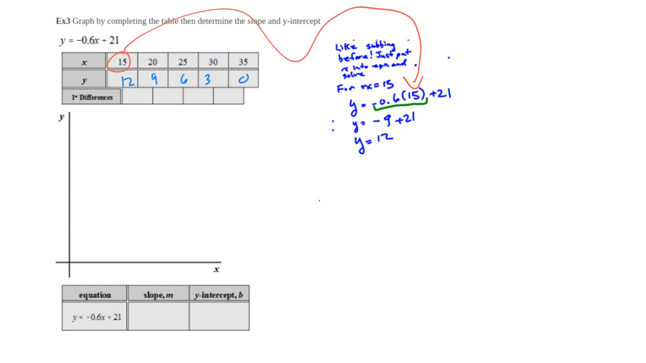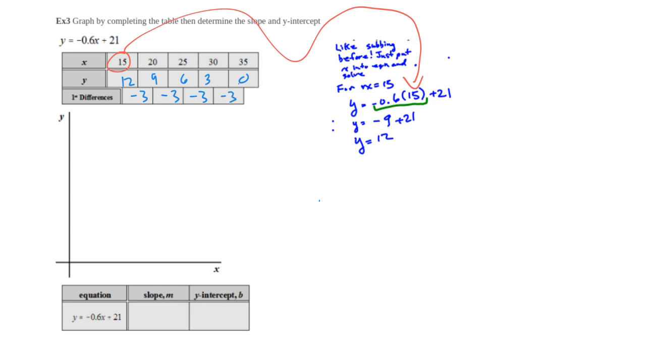And so now let's do the first difference. I'm going to take 9 and subtract 12. We always take the bottom minus the top. So 9 minus 12 gives us -3. And then 6 minus 9 gives us -3. And 3 minus 6 gives us -3. And 0 minus 3 gives us -3.